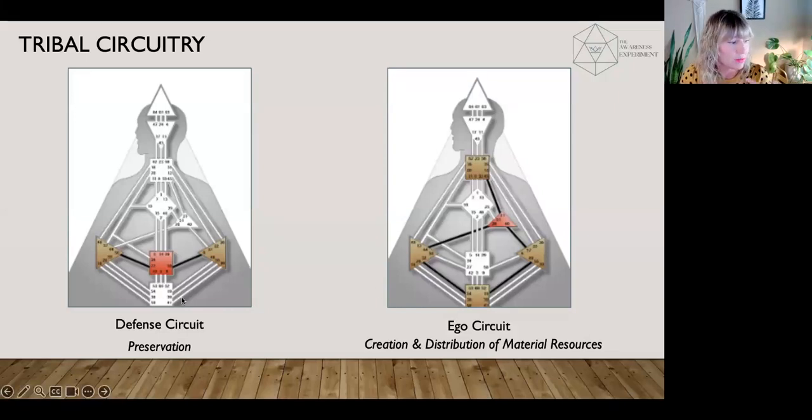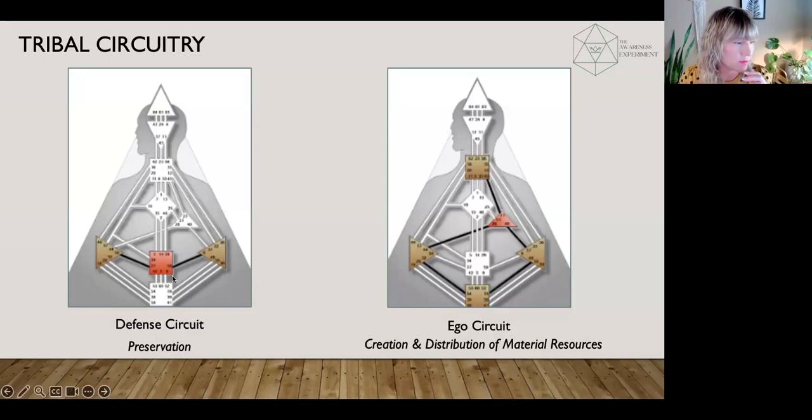The other circuit within tribal circuitry, like a sub-circuit, is the ego circuit. You see the ego center is defined. This is about creation and distribution of material resources: money, food, shelter, home. To me, knowledge goes in there too, even though it says material resources, in my experience. I have tribal gates in my cross, so I relate in certain ways, and we'll get into that.